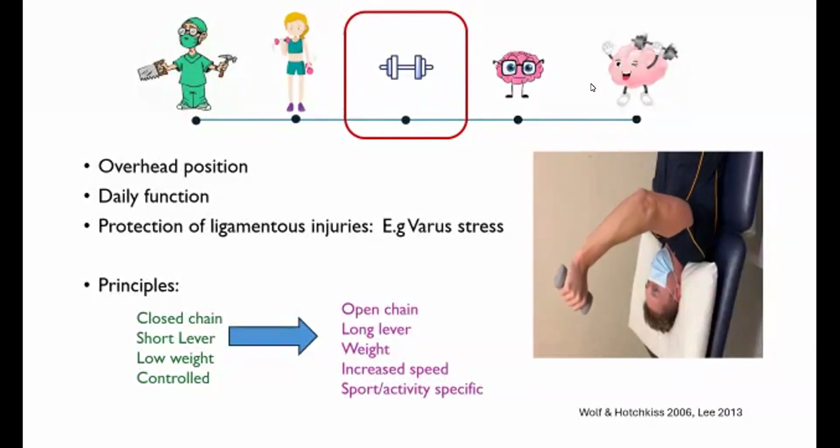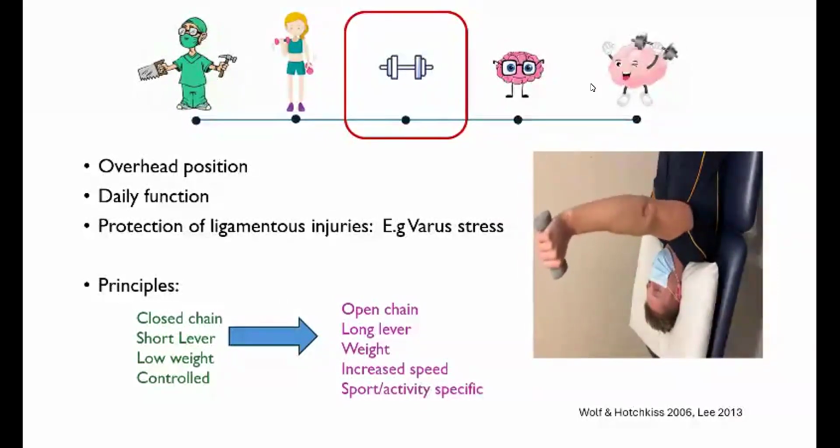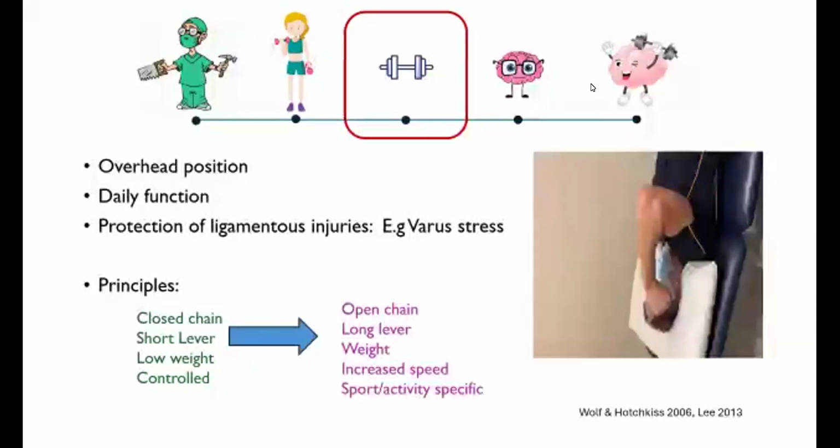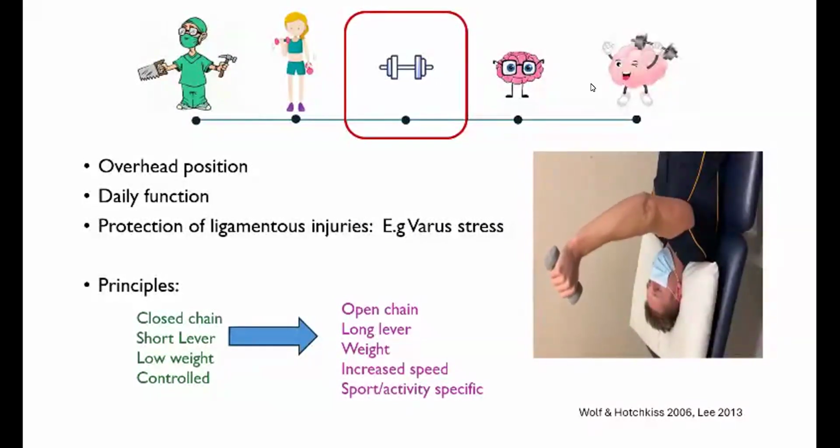Now, general principles of strengthening tend to go from closed chain short lever positions or open chain long lever positions, low weight controlled movements, to increased weight and increasing speed, and then getting into sport and activity specific movements further down the line. And it's important not to forget weight bearing and impact work in this, in preparation for people that may be returning to higher level function.